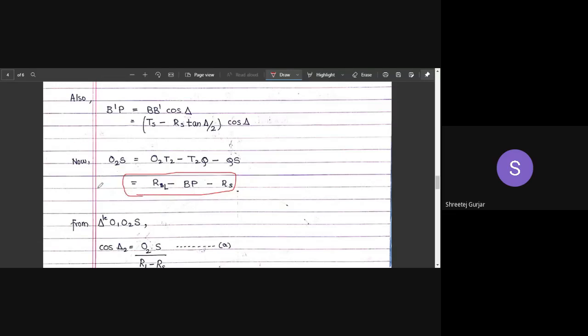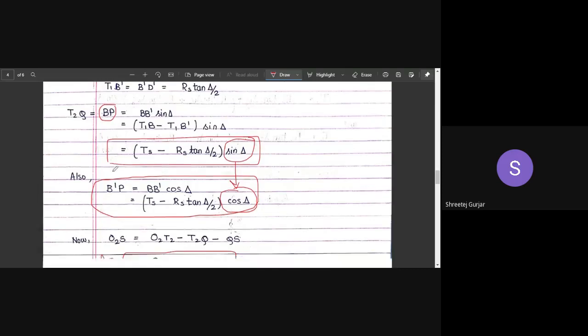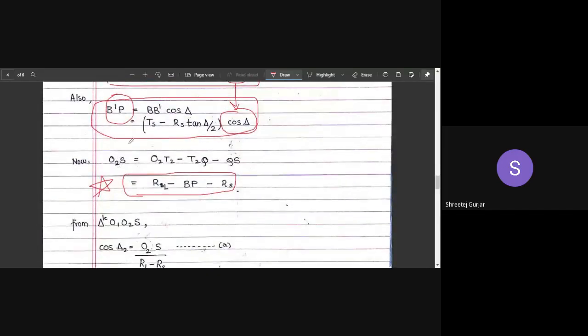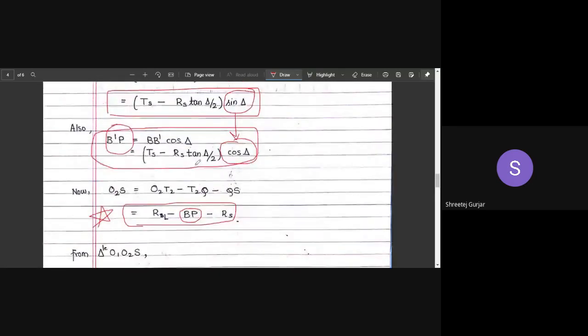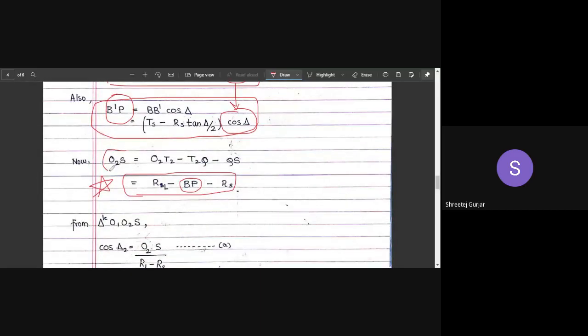So we have calculated this part. B dash P also we have calculated. I've told you in BP it will be sine delta, and in B dash P the same thing, but here it will become cos delta. The same thing will be followed in B dash P. So we have calculated BP, we know what B dash P is, and we can directly substitute the BP value which we have found from here, and we can calculate O2S. Okay, O2S is done.